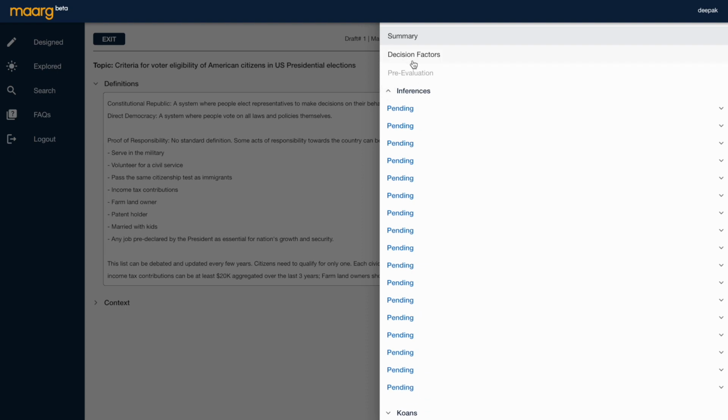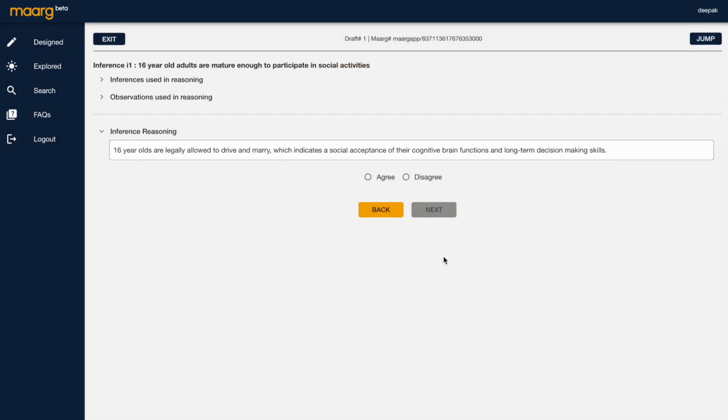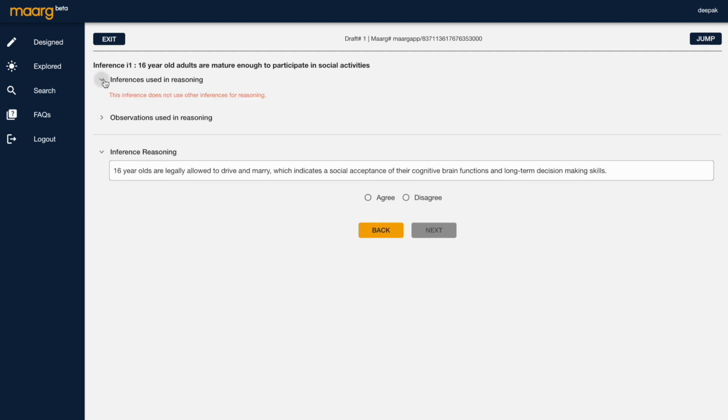But this brings us to after decision factors, we are now talking about inferences. The way this works is because the Maarg author has split up their argument in form of inferences and observations. As a reader, I will first go through all the inferences without even knowing how that actually contributes to the outcome. But after I agree or disagree with each inference, that is when I get to re-evaluate each of the outcomes. So let's start with this one.